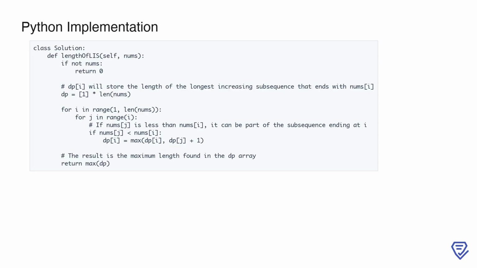Complexity analysis. Time complexity. The solution has a time complexity of n squared, where n is the length of nums. This is due to the nested loops iterating over all pairs of elements. Space complexity. The space complexity is n for the DP array. This implementation is efficient and handles edge cases like an empty input list gracefully. It ensures that the problem constraints are satisfied and provides the optimal solution.